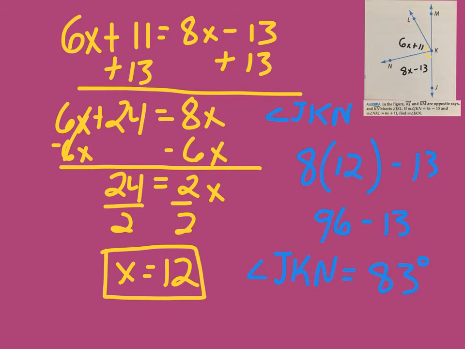Now, since you found JKN, if the book asked you to, you could also find NKL pretty easily without having to do any math. Because they're both congruent, NKL also has to be 83 degrees. So be careful. Sometimes you might have to find x in order to find what the problem is asking you for. Some of these aren't going to be fast. They're not going to be quick. But take your time, get it right, because that's why you're here. That's why you're in school.